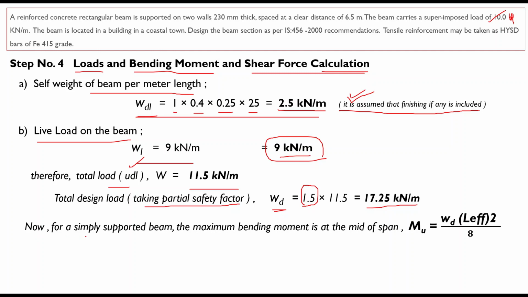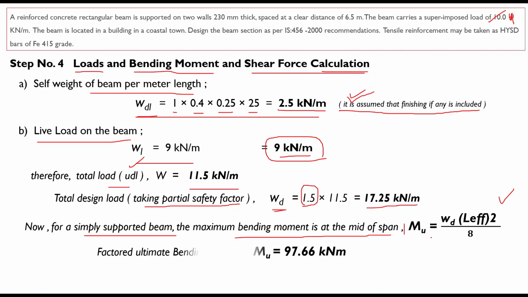Now, since it is a simply supported beam, the maximum bending moment will be at the mid of the span, and the formula is WL square by 8. So from this formula, we are able to calculate the factored bending moment which will be coming on the beam. So the factored ultimate bending moment is equal to 97.66 kilonewton meter. So when you put the value here, after calculation Mu is equal to 97.66 kilonewton meter.